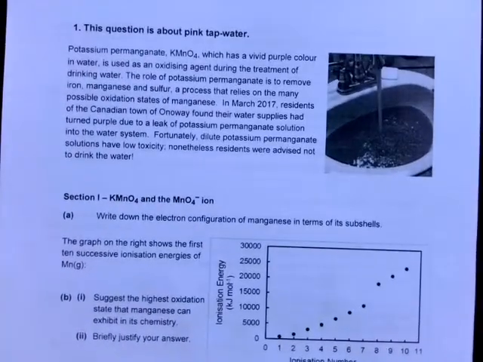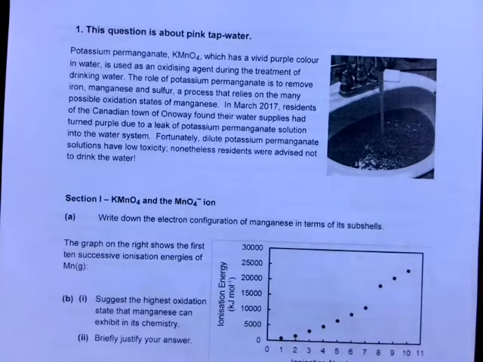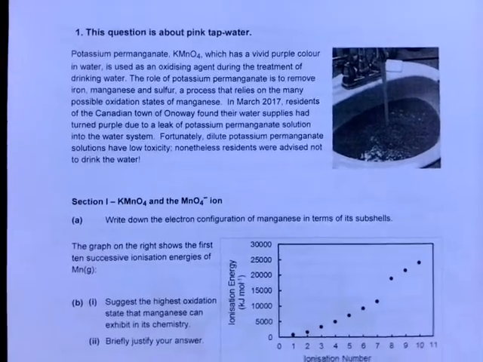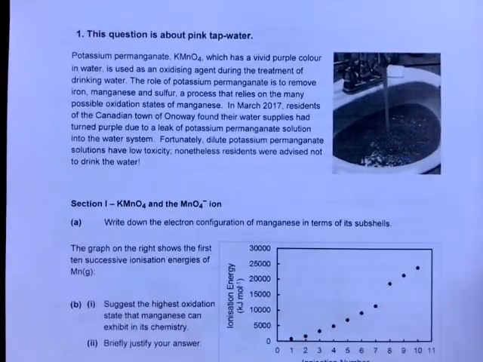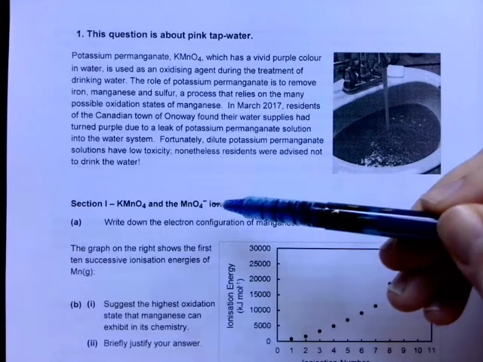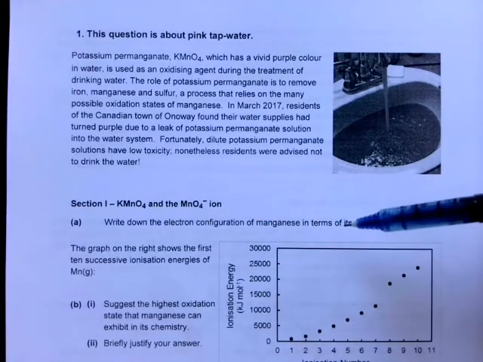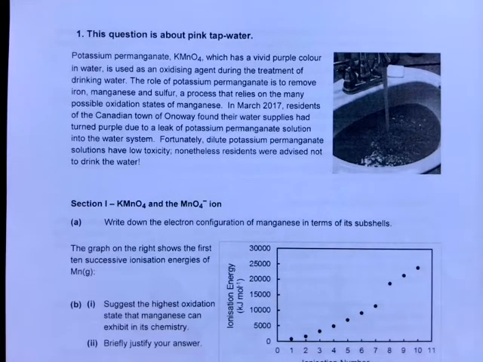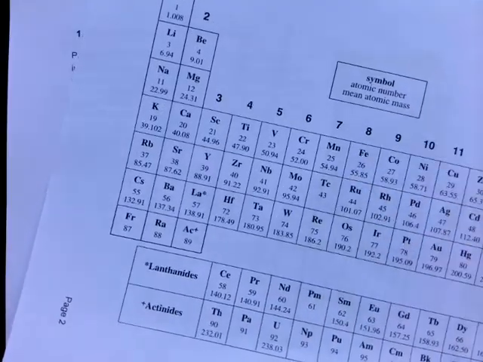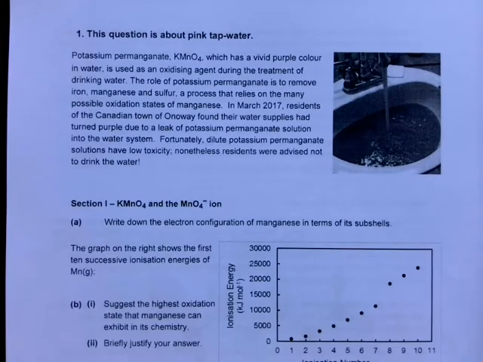Okay, so we've got a bit of stuff about potassium permanganate. Nice bit of introduction about this pink tap water that they had in this Canadian town. Right, so section 1, write down the electron configuration of manganese in terms of its subshells. All right, so that's fairly straightforward. Manganese is here in the periodic table, so I think you should be able to write that down.